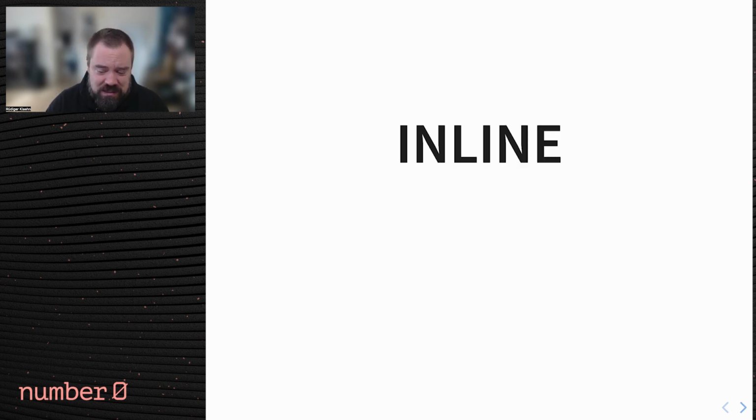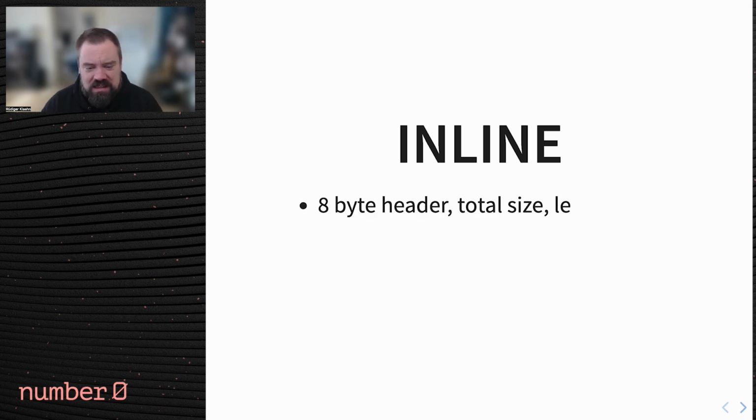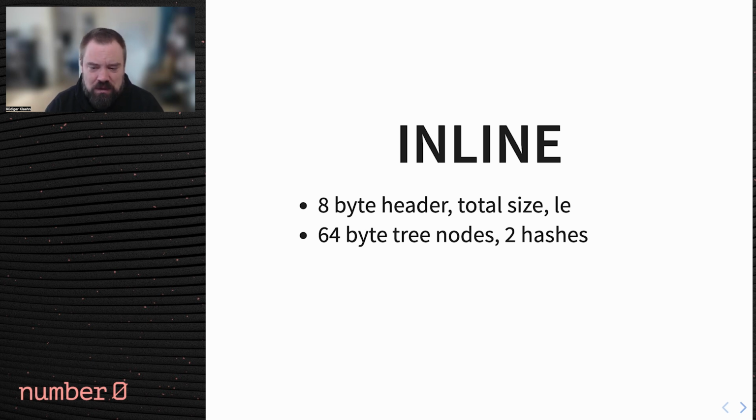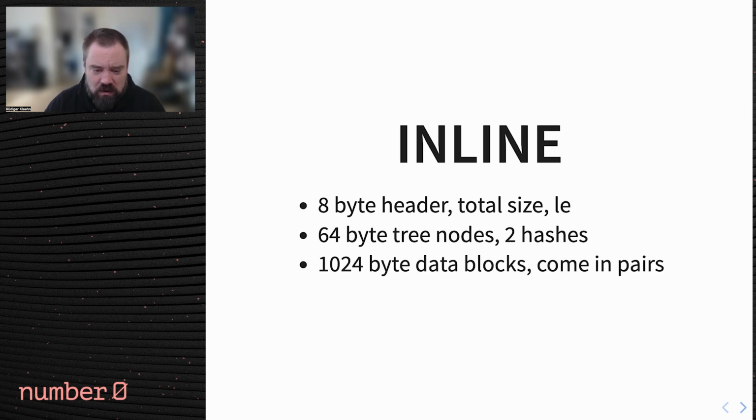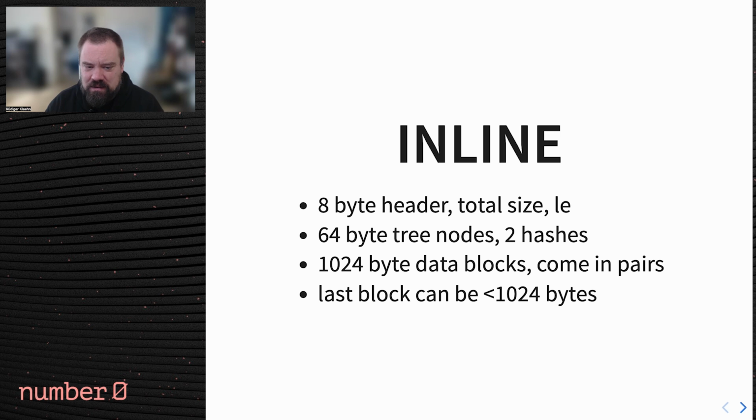Okay, now there are two different encodings. One is inline, where the data is mixed with the hashes. One is outboard. Let's take a look first at how inline works. There's an 8-byte header, which is the total size of the file that is being hashed, in little endian. Then there are two different things that can come: 64-byte tree nodes, which consist of two hashes, or data chunks, which are always 1 kilobyte, except for the very last chunk, which can be less. And these also come in pairs.